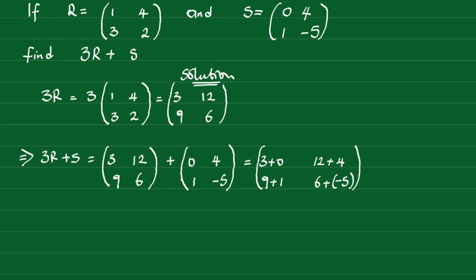All right, continue with this, and we have equal to (3 plus 0 we have 3, 12 plus 4 gives us 16, 9 plus 1 gives us 10, then we have 6 plus -5). This gives us 1, or the same thing as 6 minus 5. So we have 1 there. Therefore, our answer is (3, 16, 10, and 1).